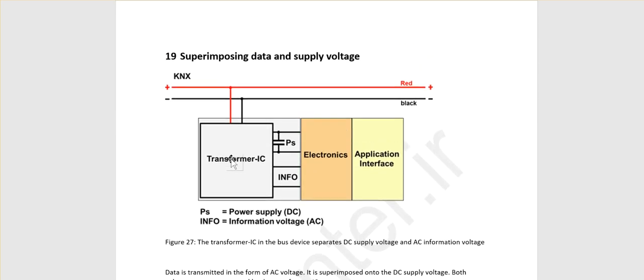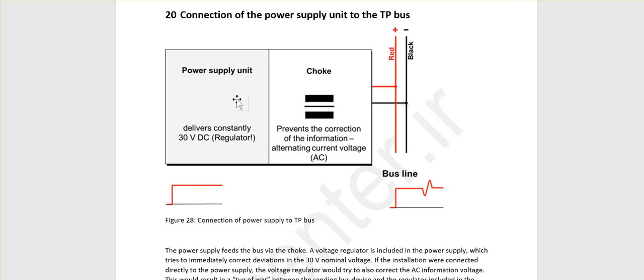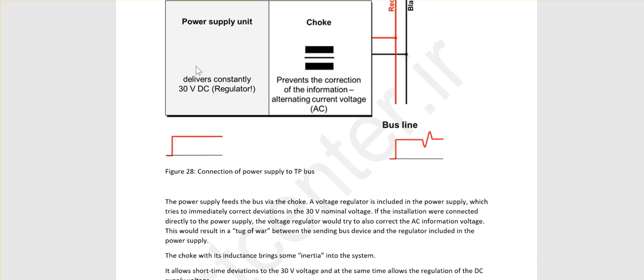And the next fact is, in KNX, as we said, this red and black wire provides us the power supply for the bus coupling unit and the transmission of the data. So how is it done? It is done by superimposing data on the wire. So here there is a power supply unit in KNX. Okay, so in each power supply unit, what will happen? The power supply feeds the bus via the choke.